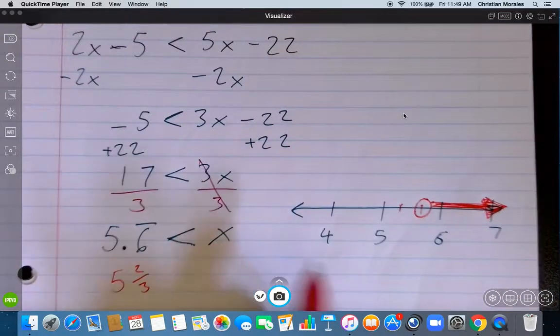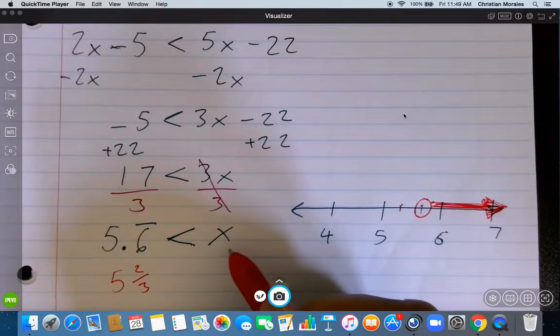If x was less than, then I would go the other way. Always read your answer. What does it say about x? And that's how you should shade it. Okay, next.